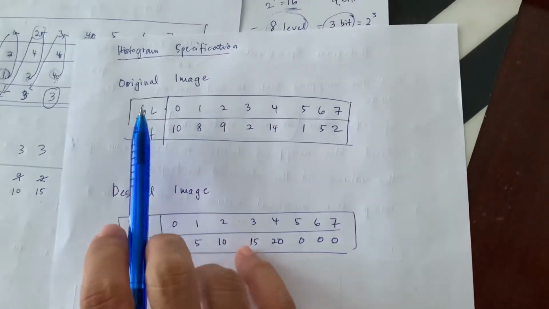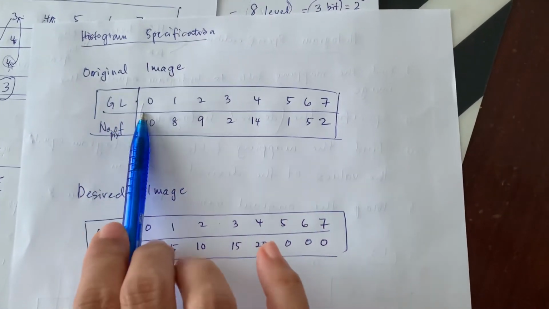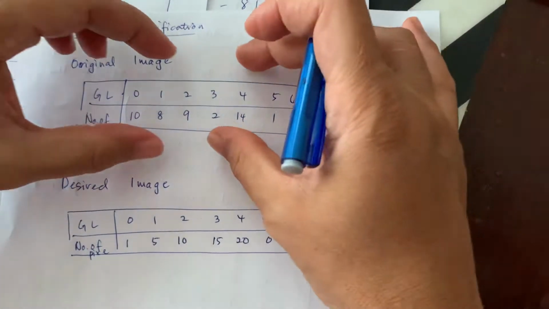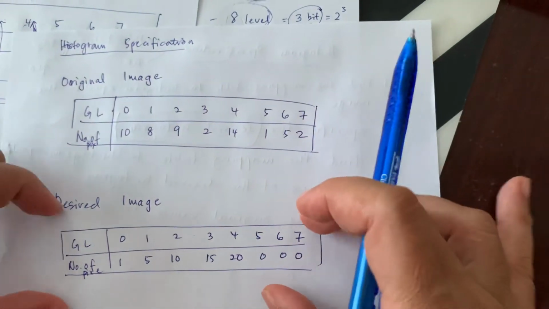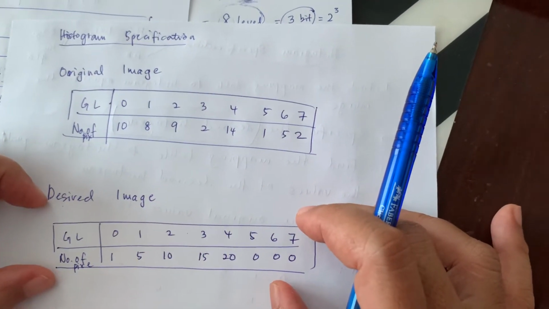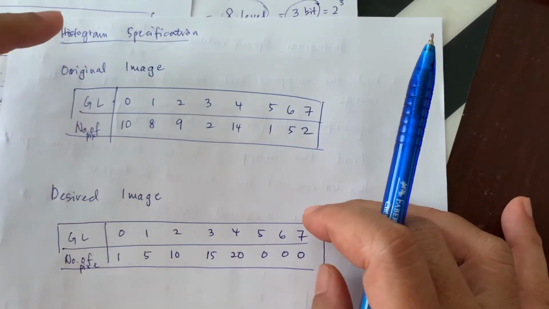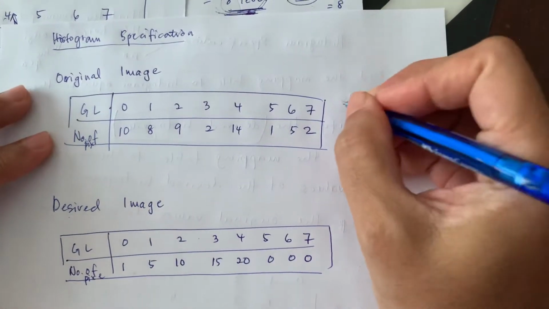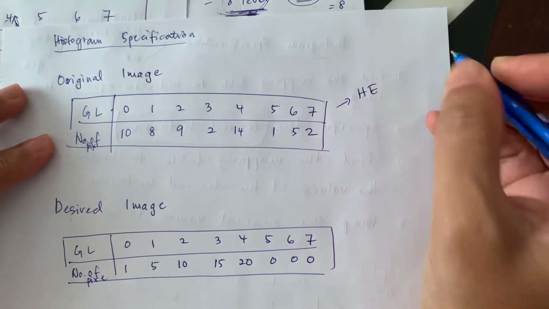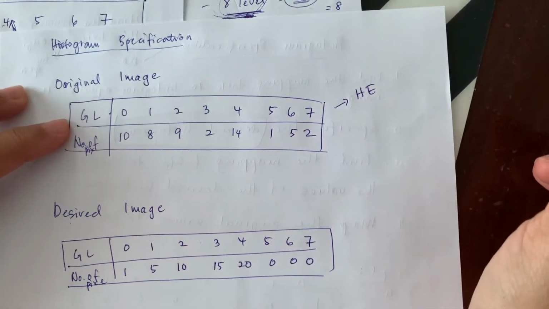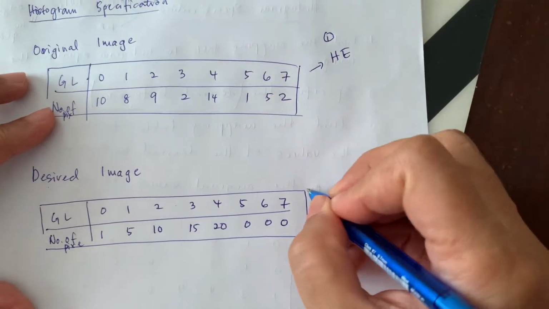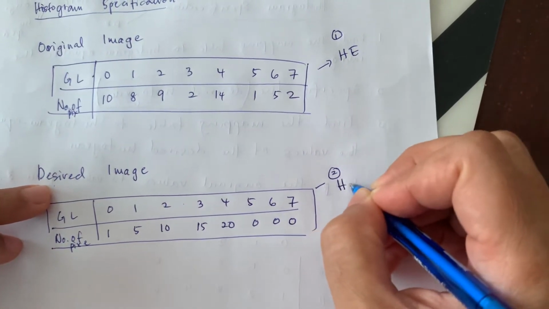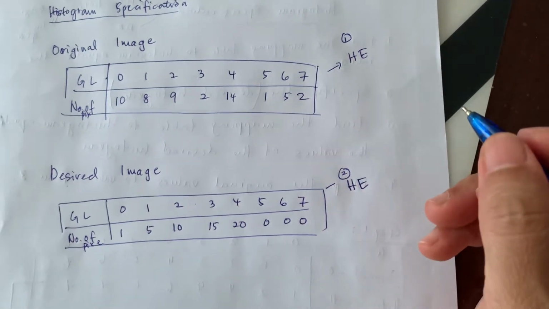For example here, this is the original image, and this is the desired image. We want the original to be mapped to the desired image. This we call histogram specification. First, you have to do the histogram equalization on this original image. Second, you will have the desired image, then you do the histogram equalization again.